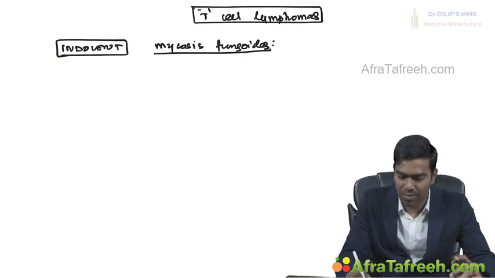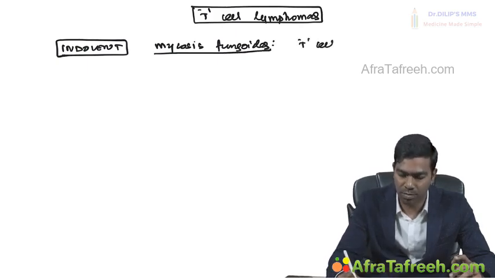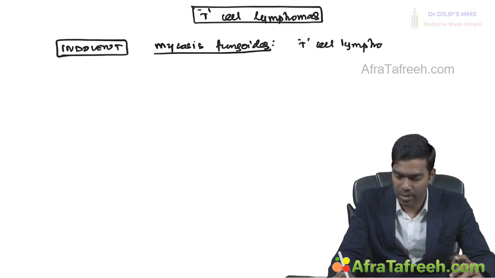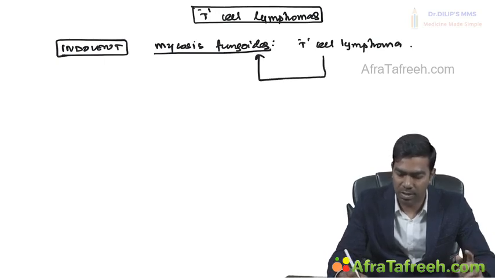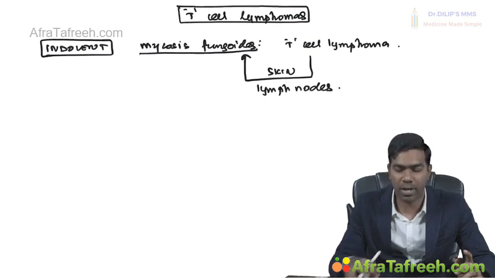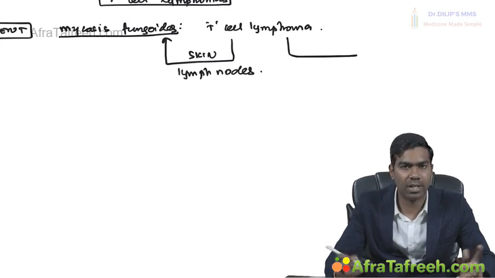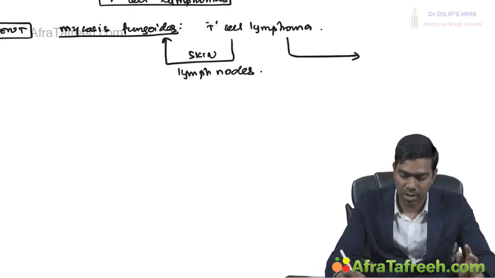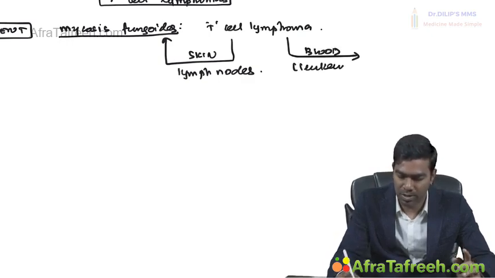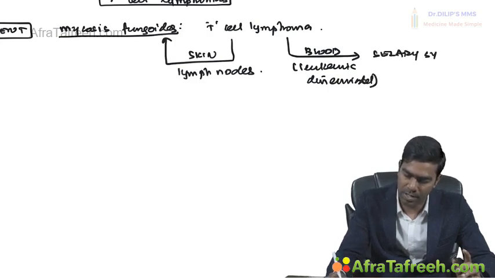Mycosis fungoides is one of the very, very indolent lymphomas. Typically it is a T cell lymphoma only. Remember very carefully, the same type of cells, if it's limited to the skin and the lymph nodes causing lymphadenopathy, we call it mycosis fungoides. The same T cell lymphoma, the same cell type, if it's coming into the blood, which means it's a leukemic dissemination of the same T cells, this is what we refer to as Sézary syndrome.